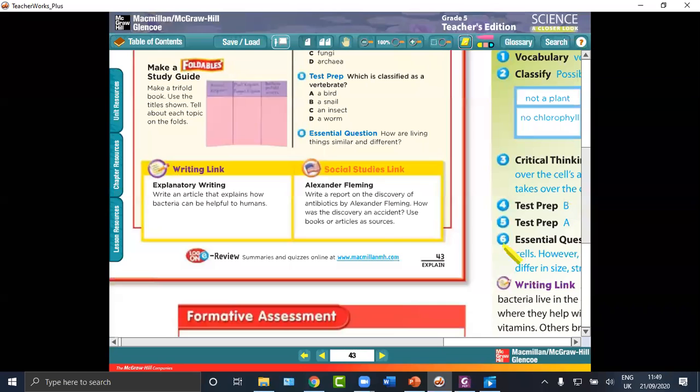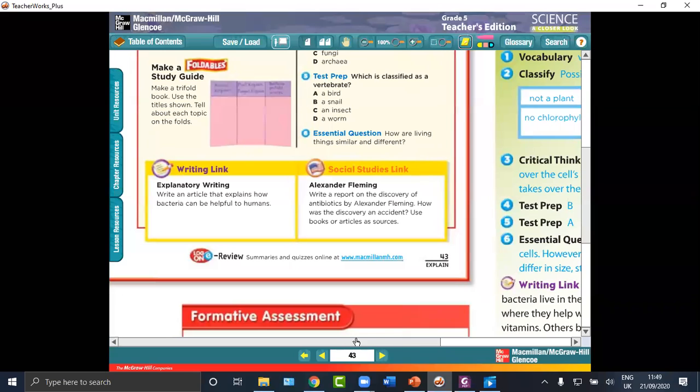Number 6, how are living things similar and different? All living things are made of cells. However, living things are also different. They differ in size, structure, and how they obtain food.